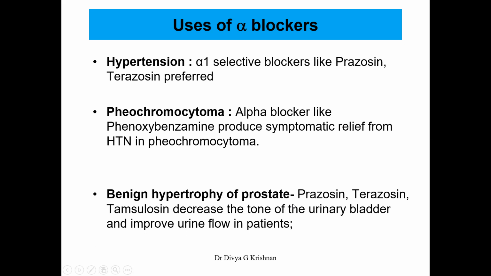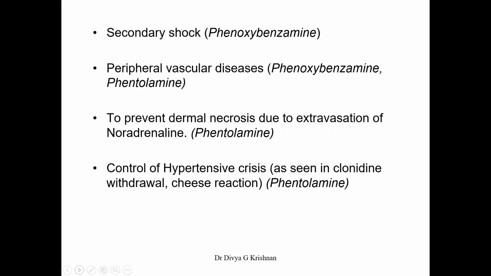The other use, as I already mentioned, is benign hypertrophy of prostate, where principally you'll use the selective alpha blockers like prazosin, terazosin, tamsulosin, and all, because of their obvious action that I have discussed in the previous slide. Now, other uses which are less important are the use in secondary shock. In secondary shock, there is a vasoconstriction which is being inhibited by the alpha blocker. The alpha blocker which is preferred for this use is phenoxybenzamine.